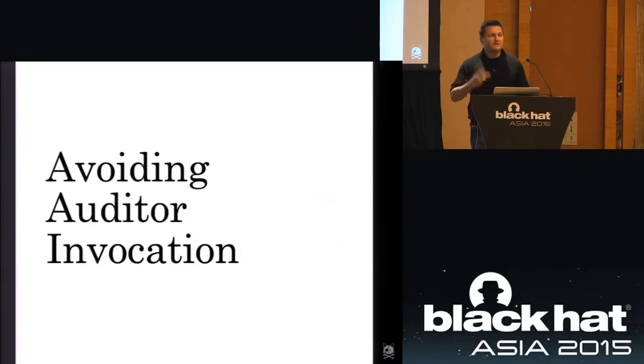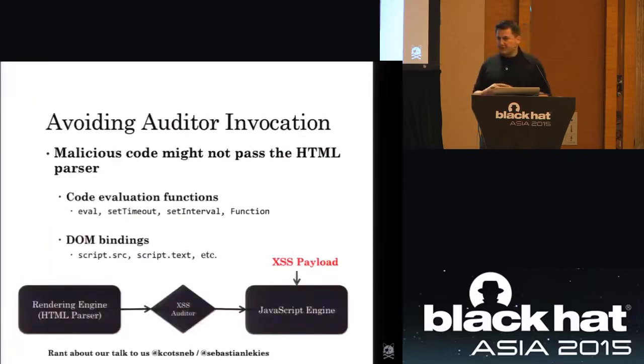So basically, there are 3 different reasons why the XSS auditor might be switched off. And the first reason is that the main assumption of the XSS auditor is kind of not true for DOM-based XSS, because the main assumption is that all the malicious content passes the HTML parser, and the attacker always injects HTML. But this is not true. For example, we have in JavaScript code evaluation functions such as eval, setTimeout, setInterval, and so on. And the content passed to those functions will never pass the HTML parser, so we will never ever go through the XSS auditor in those cases.